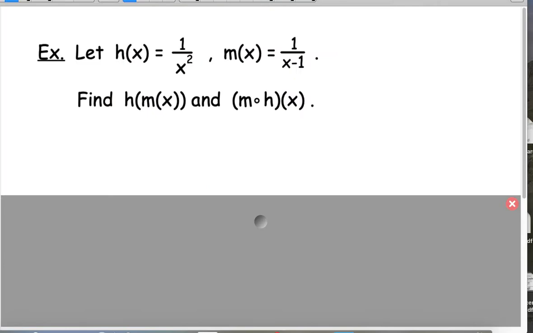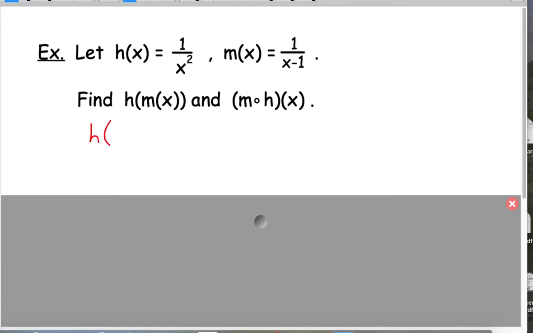All right, let's look at another example here. I'm tired of using f and g, so let's use h and m. h of x is 1 over x squared. We know that x can't be 0 in that function. m of x equals 1 over x minus 1. We know that we can't do m of 1 for that function. So find h of m of x and m of h of x. Notice I used the different notations. Here I used the parentheses, here I used that circle, just to show you that there's two ways of writing it. All right, well, let's start with h of m of x, and then we'll go back and think about the domain.